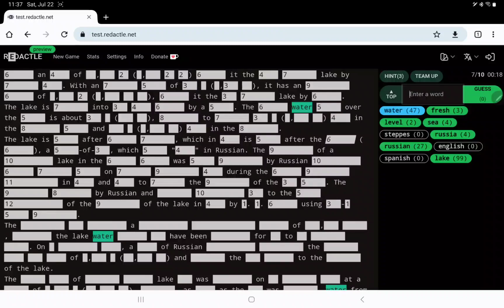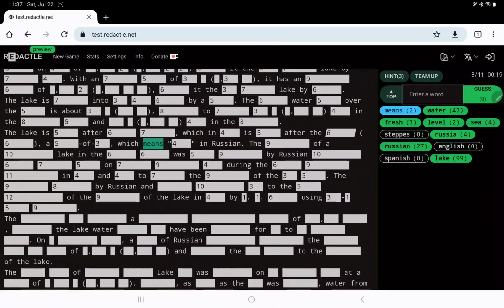The lake is named after something something, which must be some other geographical feature, which in turn is named after the 6, a 5 of 3, a blank of blank. Is it some kind of monster, mythical being? A 5 of 3.